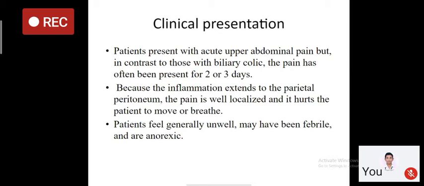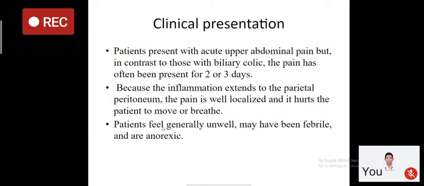And because in acute cholecystitis the inflammation extends to the parietal peritoneum, the pain is usually localized and it hurts during movement or breathing. That is why Murphy's sign will be positive. So what is the pathology behind the positive Murphy sign? This is because the inflammation extends to the parietal peritoneum. Whereas in chronic cholecystitis and in biliary colic, usually Murphy sign is not positive.